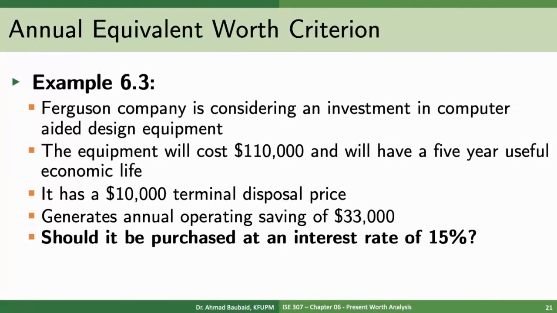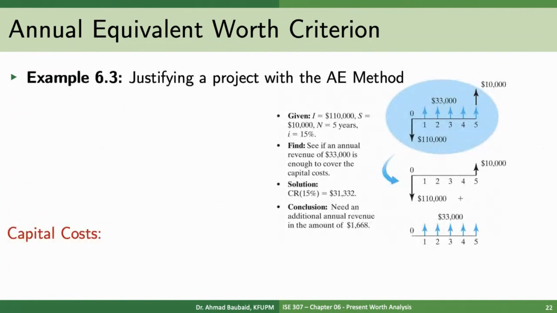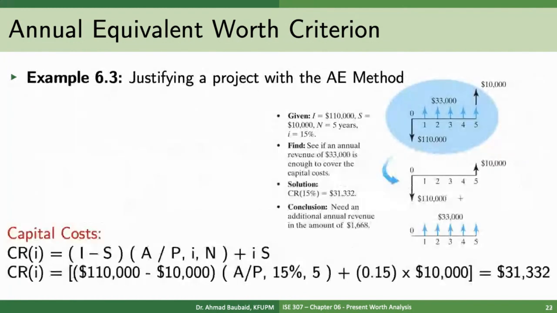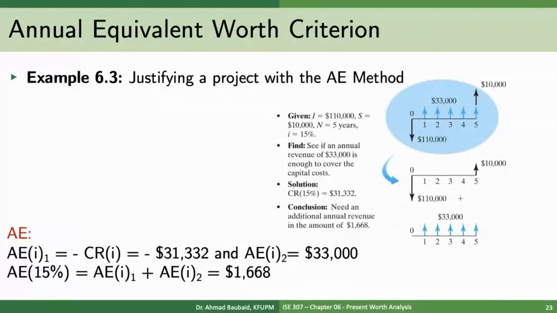What is this example about? It's about justifying a project with the AE method. You want to compute the AE for this project, and you can do it using the other way, which is finding the present worth and then converting everything into annual. But you can also just compute the capital costs, and compute the operating costs, which are given, I think, as 33,000 maybe.